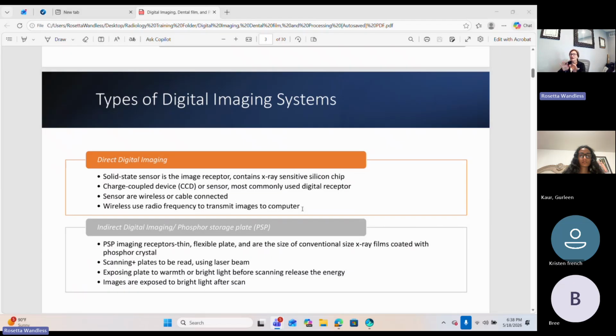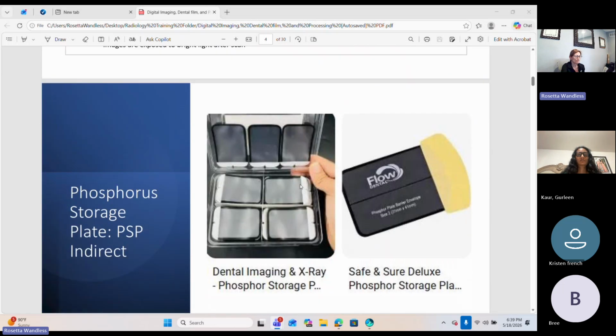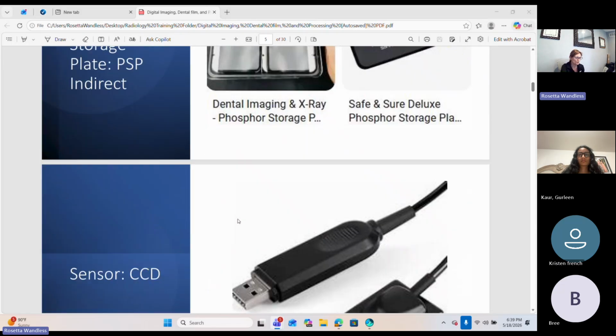I take the picture and I physically have to walk it into a scanner that then produces the image in the software itself. That's what makes it indirect, because I'm not going to see it right away. I have to physically take it, scan it in, and then clear it out. Again, here are the pictures. Very small, thin, flexible. This is a phosphor storage plate.